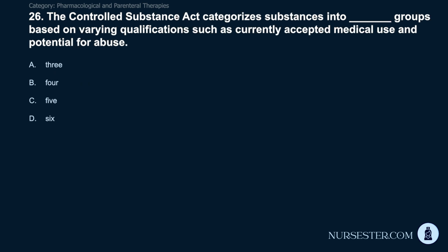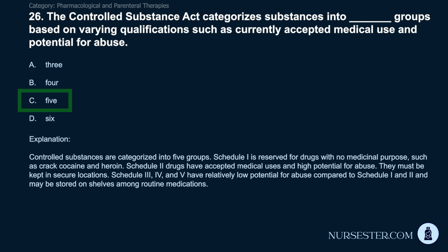26. The Controlled Substance Act categorizes substances into groups based on varying qualifications such as currently accepted medical use and potential for abuse. A. 3. B. 4. C. 5. D. 6. Correct answer, C. 5. Controlled substances are categorized into 5 groups.